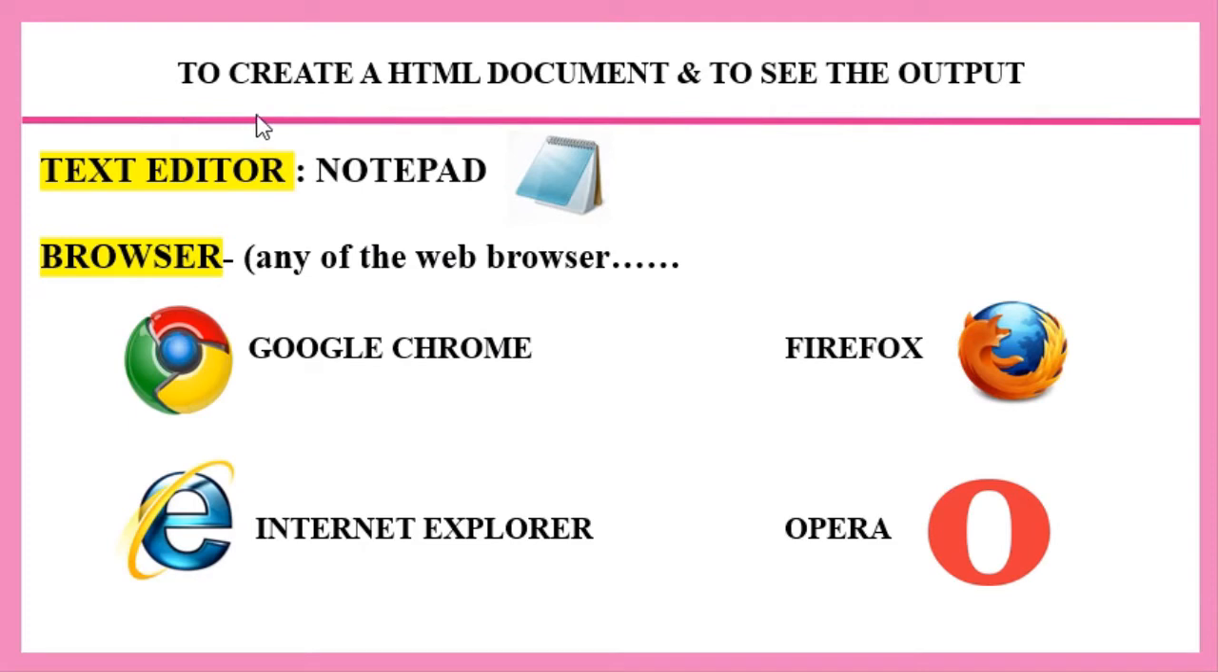Children, in order to create a HTML document, you require a text editor. You can use Notepad as the text editor. Either you can use Notepad or Notepad++, but I prefer Notepad, children. And in order to see your output, in order to see the web page, you can use any web browser such as Google Chrome, Internet Explorer, Firefox, Opera. My default web browser is Google Chrome, children.